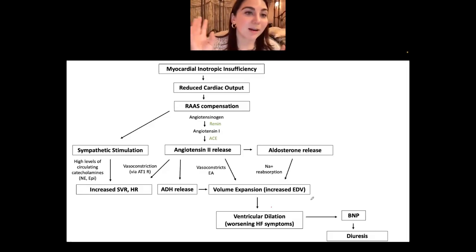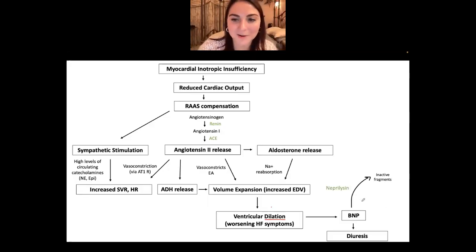So the heart's like, all right, I'm going to release BNP because I'm getting ventricular dilation. I understand that's a tough word. I meant more so like there's some sort of stretch on the wall of the ventricle, which is going to cause BNP to be released. BNP, like I said, brain natriuretic peptide, goes to the kidneys and causes sodium diuresis. So it's trying to now get rid of this extra fluid that RAAS just so kindly brought back to the heart.